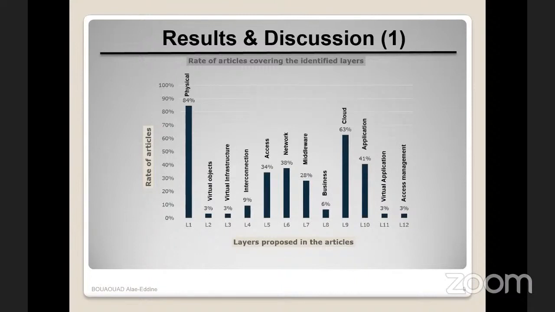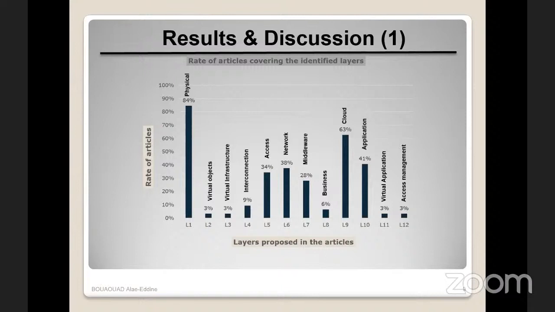By analyzing the percentage of layers included in the selected papers, notably the 32 architectures, we can see that of the 12 layers surveyed, the highest percentages of coverage are mainly 84% for the physical layer, 63% for the cloud layer, 41% for the application layer, 38% for the network layer, 34% for the access layer, and finally 28% for the middleware layer. We can note that layer 1 corresponds to the most popular. It is evident because the Internet of Things is based on the connected objects which constitute the physical layer.